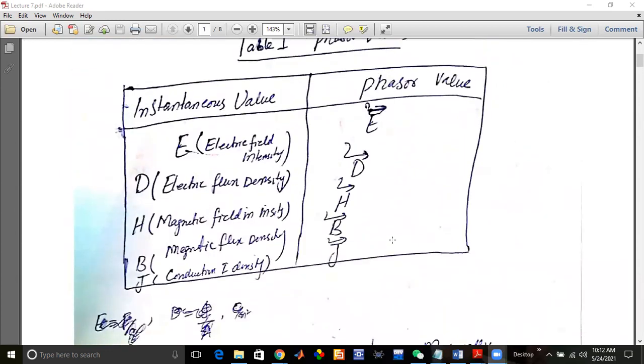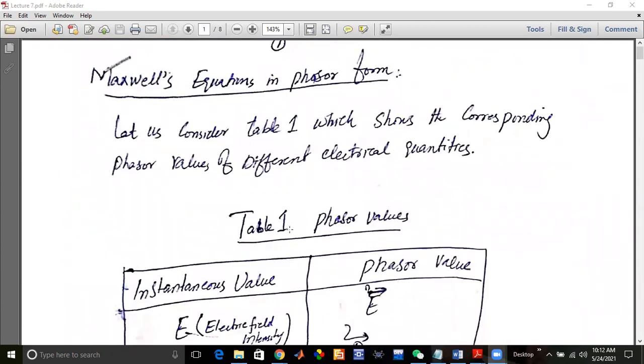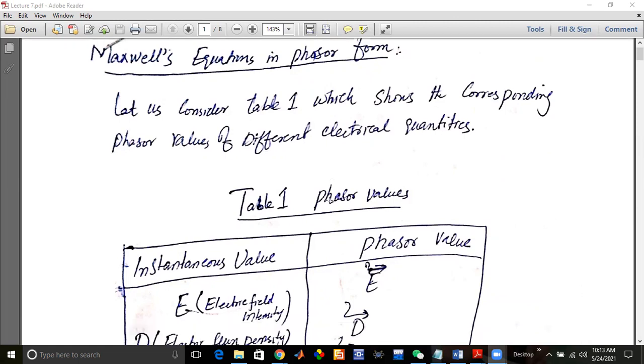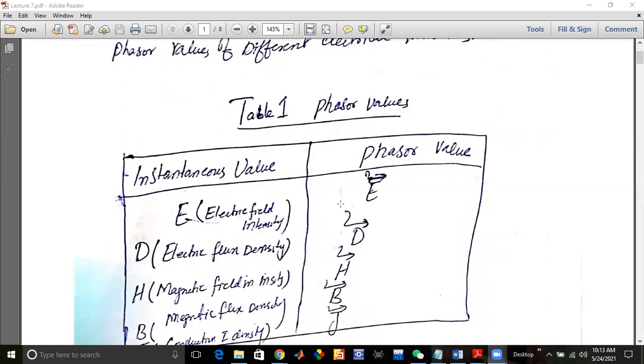These two lectures are equation based, and we will derive some equations here, and the others are mostly theoretical. So let's consider table number 1, which shows the corresponding phasor values of different electrical quantities. In table number 1 there are two types of quantities: one is the instantaneous value and the other is the phasor value.